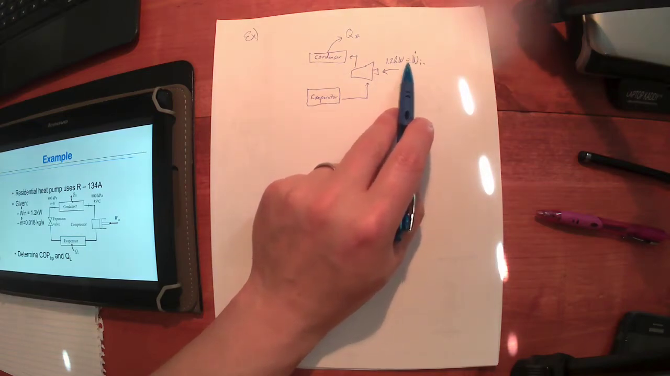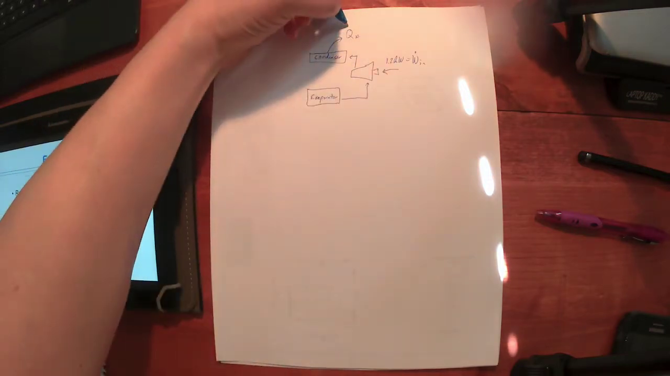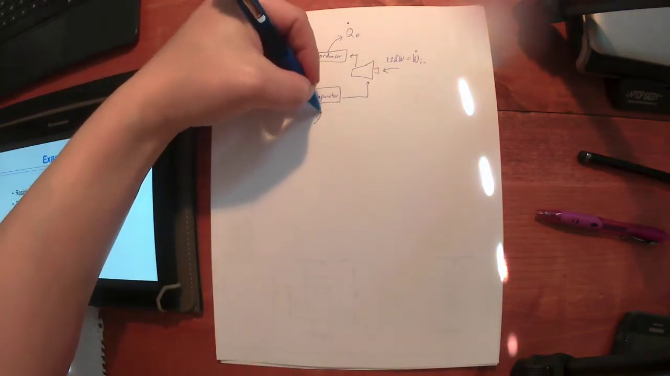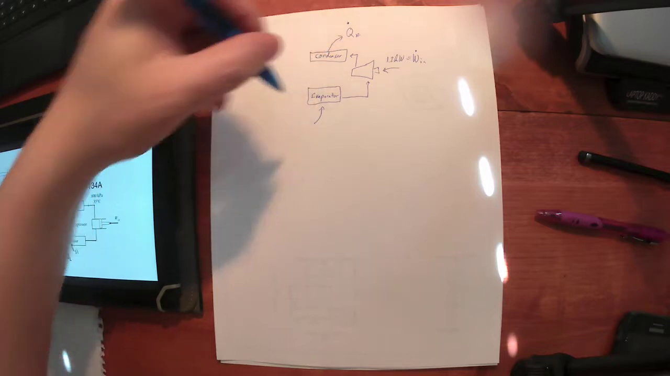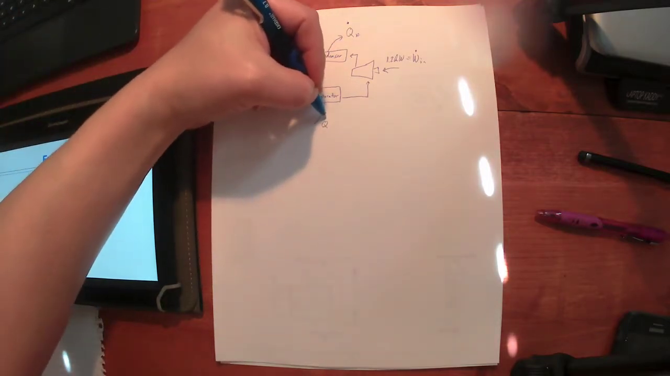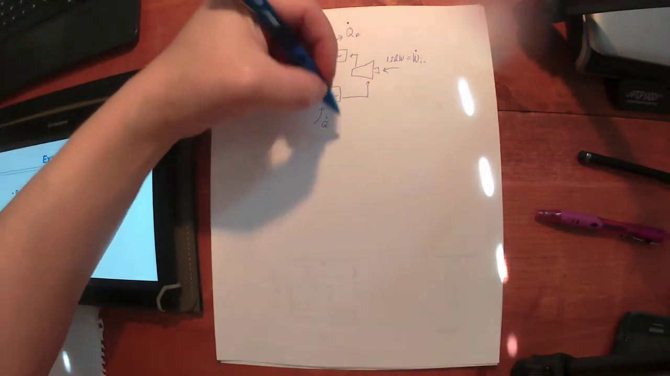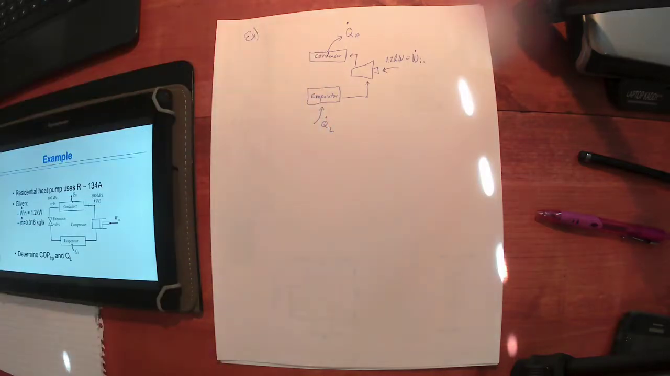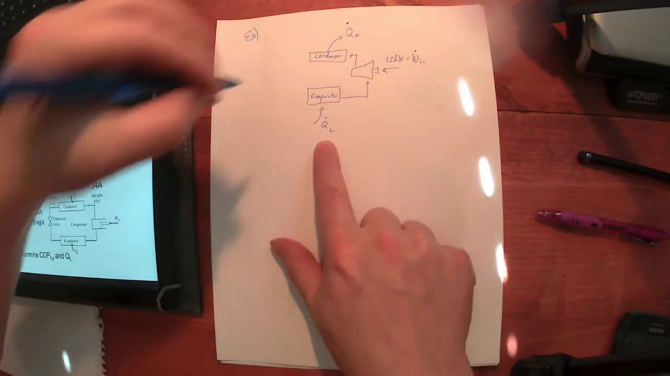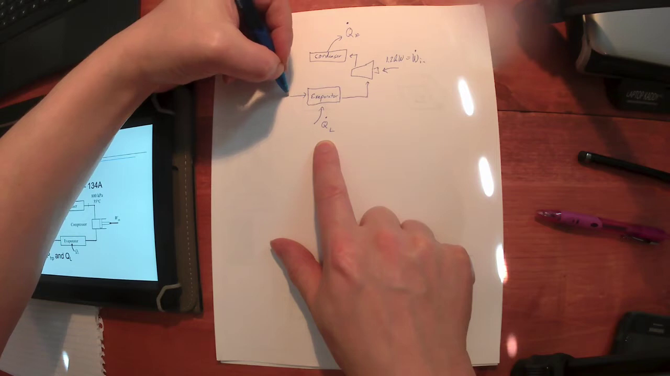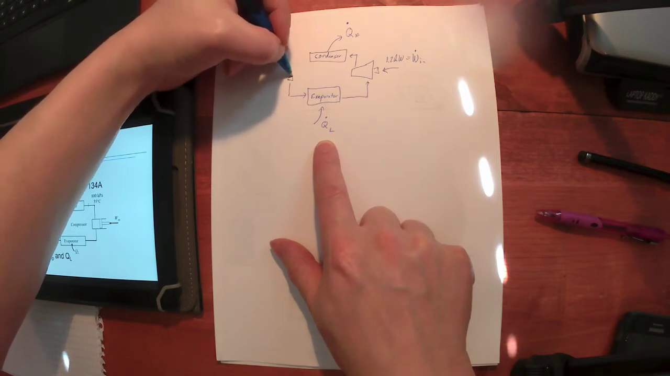We've got a power input, 1.2 kilowatts, and so these are going to be dots. I'm going to put dots on these because this is per unit time. Let's work these per unit time as well. So I can find the rate of heat rejection to the high temperature source, the rate of heat removal from the low temperature source, and then we've got this magic expansion valve process.